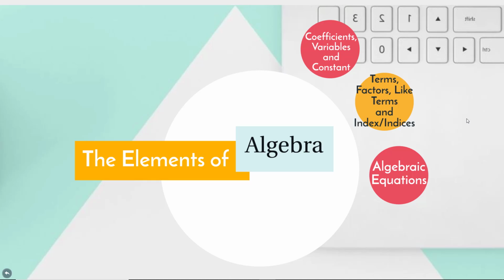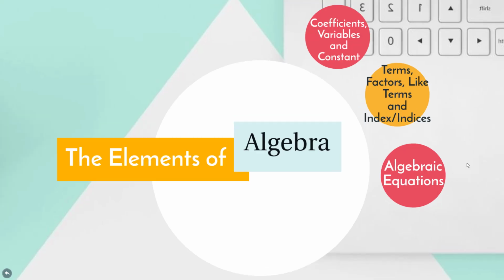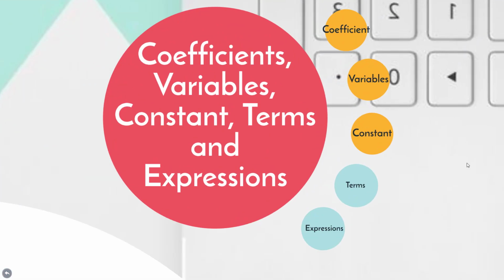Before we jump out into using algebra and solving problems, we need to understand the fundamental thing first. In this case, we need to know what the elements of algebra are so that we can recognize them later on when solving problems using algebra. The first element that we're going to learn is coefficient.